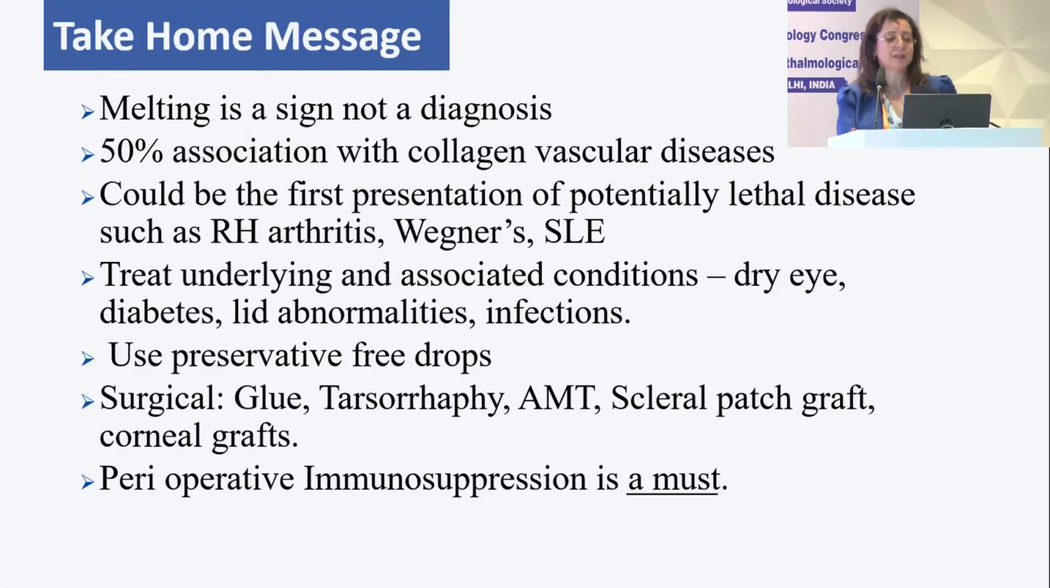So the take-home message is really, melting is a sign. It's not a diagnosis. 50% of cases are associated with collagen vascular disorders. It could be a first presentation of a potentially lethal disease, such as rheumatoid arthritis, Wegener's, or systemic lupus. You need to treat underlying and associated conditions. Patients with dryness have to be treated before you operate on them.